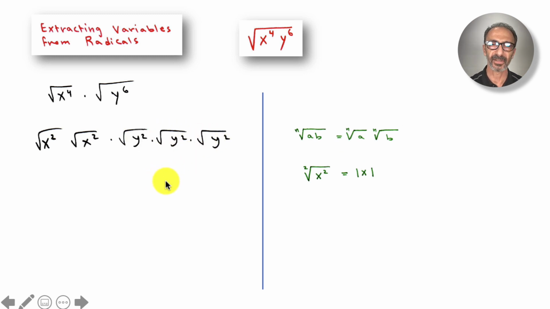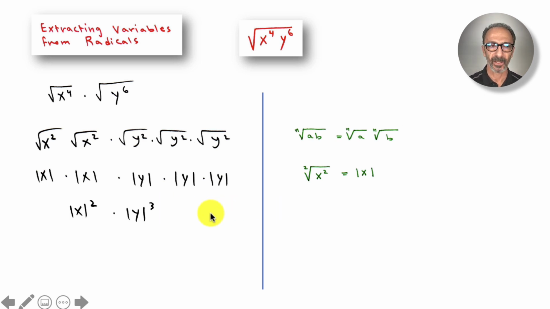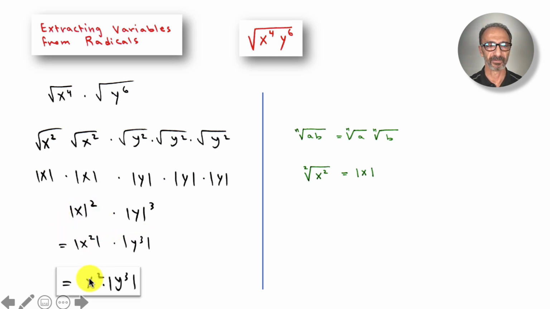From there, I think it's obvious that this is absolute value of x, absolute value of x, absolute value of y, and so on, which simplifies to absolute value of x being squared and absolute value of y being cubed. We don't need the absolute value one more time here, so we could take it off from this right here.